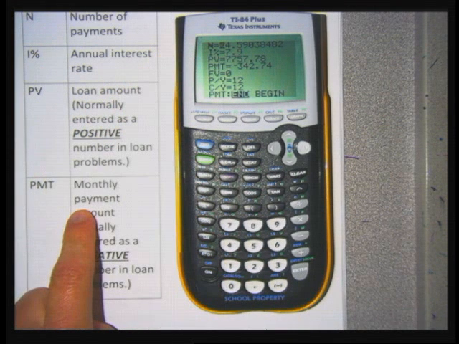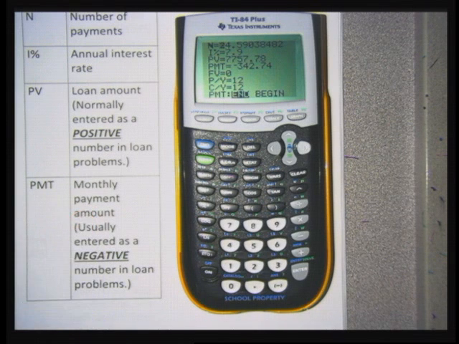The PMT stands for the monthly payment, or it doesn't have to be monthly. You could be making payments every 2 weeks, or once a year. But in loan problems, the payments are usually monthly. The PMT stands for the amount of your payment, and in a loan problem it generally has a negative attached to it. And it's this kind of negative.